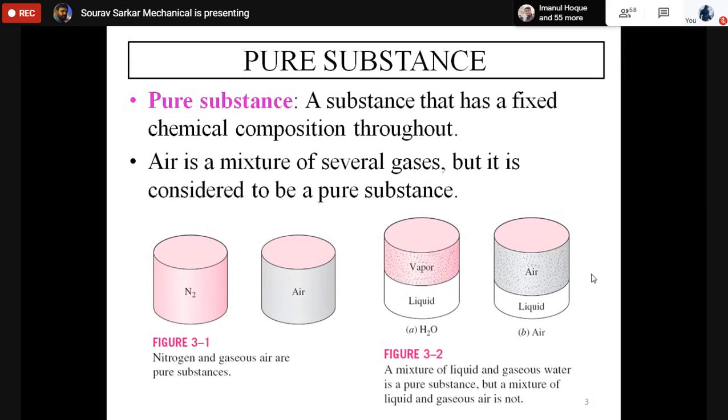So what is not a pure substance? Now we need to understand what is not a pure substance. Can you give me an example of what is not a pure substance? Sir, gel, any type of gel. Gel. Are you talking about that hair gel for keeping your hair straight? Yes, sir. Sir, a mixture of oil and water. A mixture of oil and water.